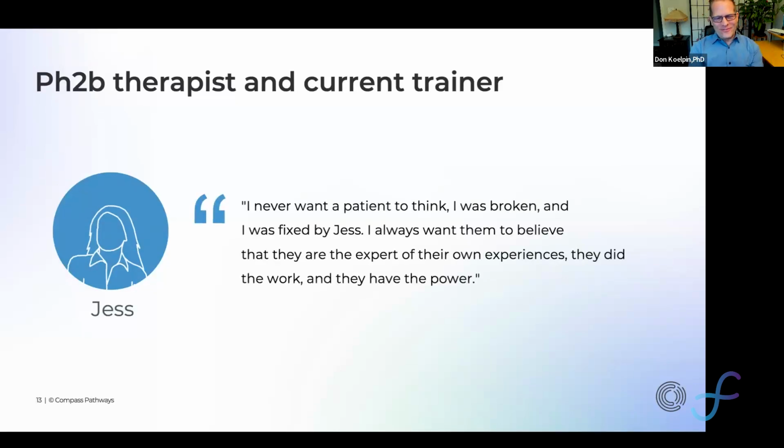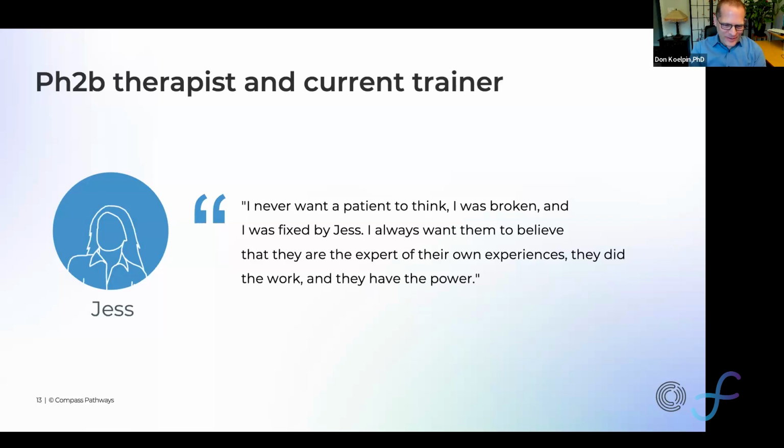This is a quote taken from Jess Staples Keller when she was a therapist in phase 2B. She's now a current trainer. But I think it really highlights our approach quite well. And she said, "I never want a patient to think I was broken and I was fixed by Jess. I always want them to believe that they are the expert of their own experiences. They did the work and they have the power."